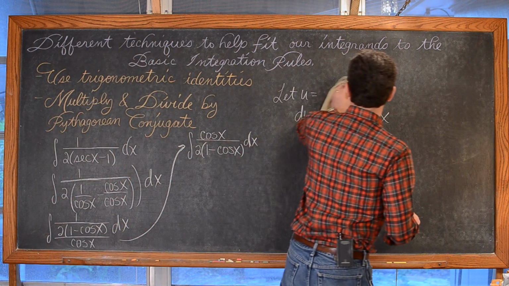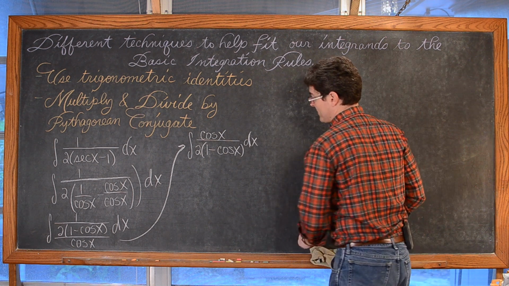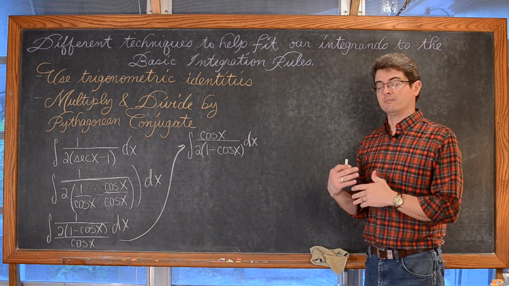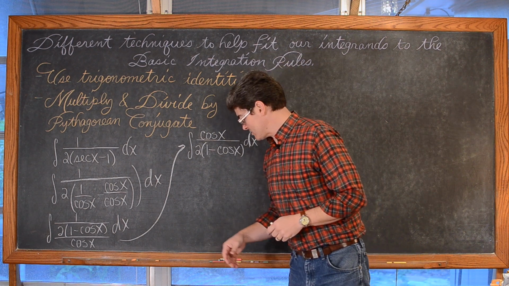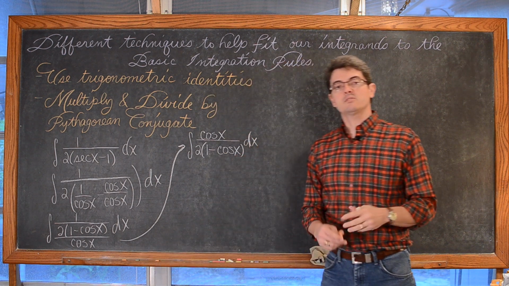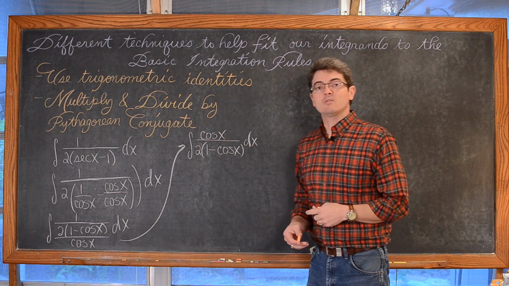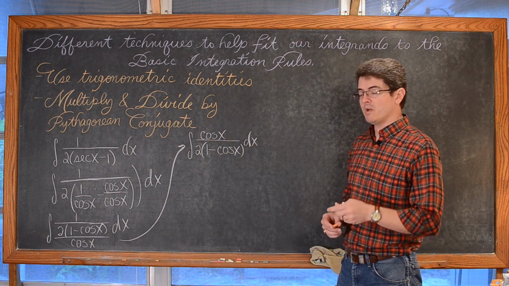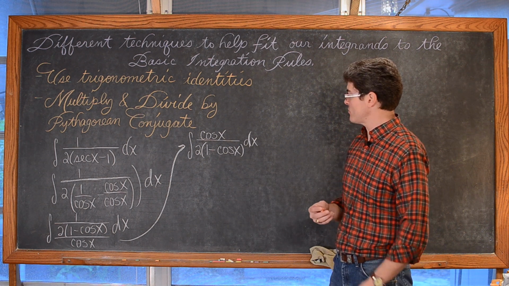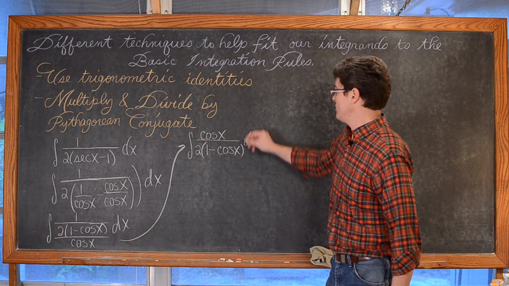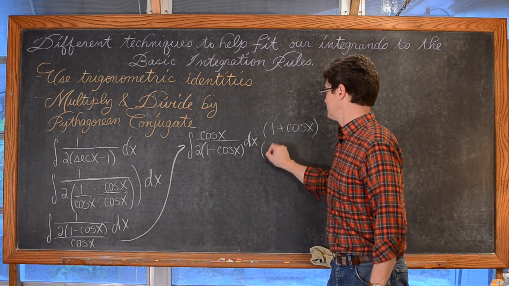So here is where the multiplying or dividing by the Pythagorean conjugate comes in. I've got a 1 minus cosine. Now if I introduce a 1 plus cosine, the conjugate, and distribute that together, I'm going to have 1 minus cosine squared x. And man, those trig functions keep coming back that we were first introduced to in pre-calculus. 1 minus cosine squared is sine squared. So I'd be getting a little bit closer to being able to finish this problem. So we're going to multiply the numerator and denominator by 1 plus cosine x.